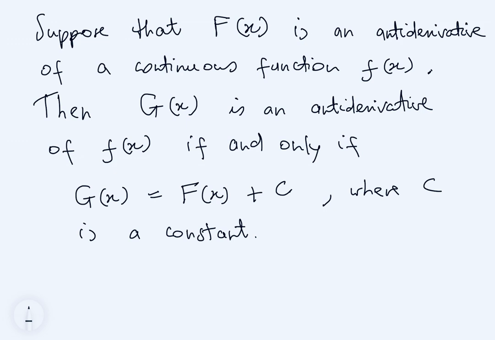Another function g of x, for it to be an antiderivative, has to equal the antiderivative that you have already plus a constant, basically. That's what this is saying. So we're not going to prove it. We're just going to leave it there. We're not going to prove it, but we must know it.